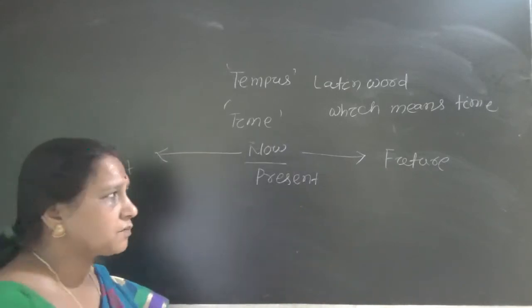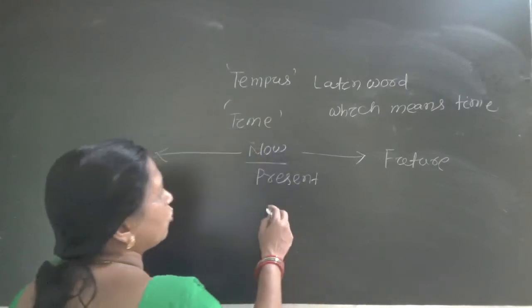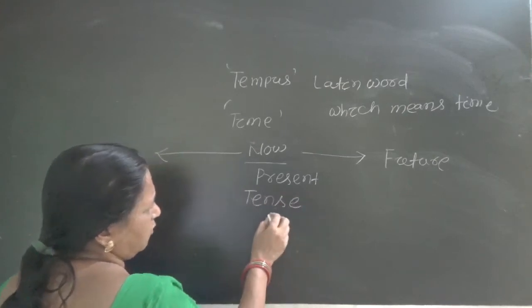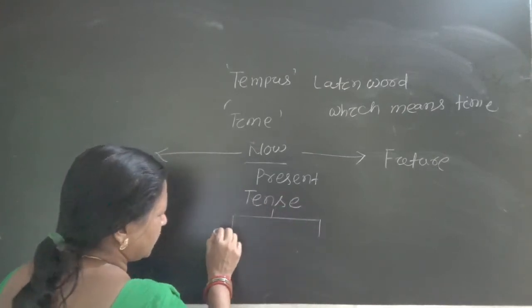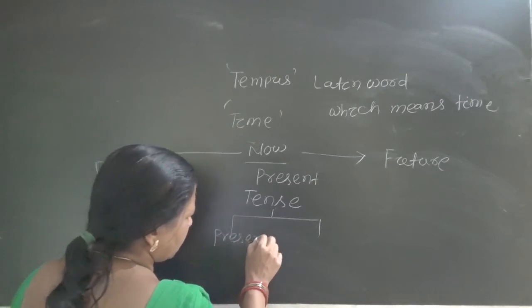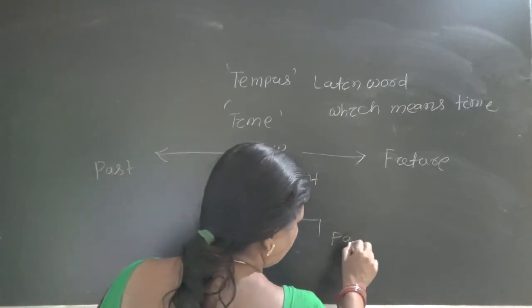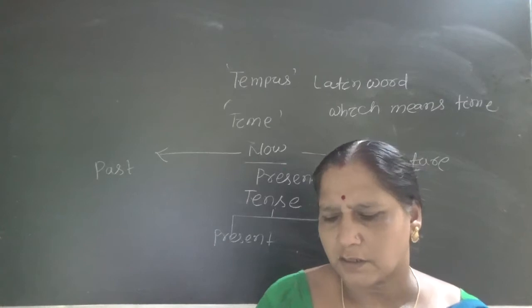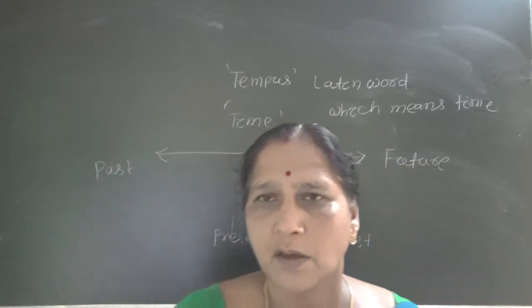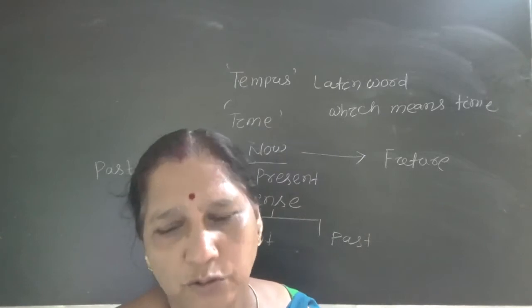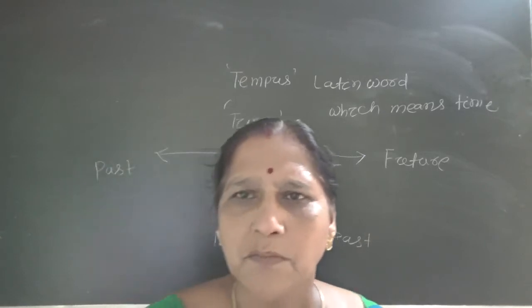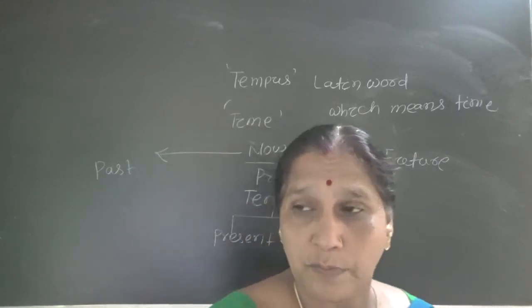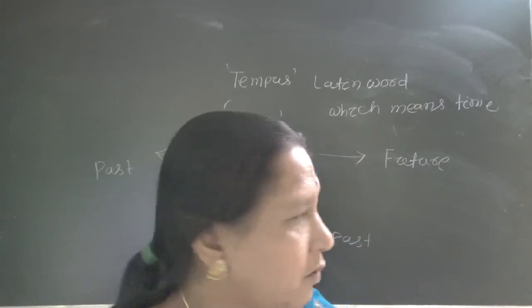But tenses are of two types, that is present and another is past. There is no specific future tense because there is no certainty about the future. So, time is divided into three parts and tense is divided into two parts. Now we will discuss the tense.